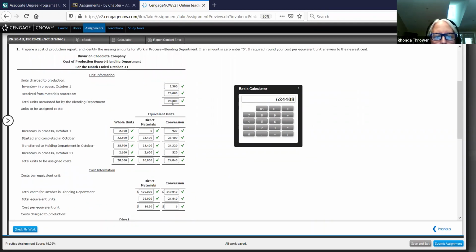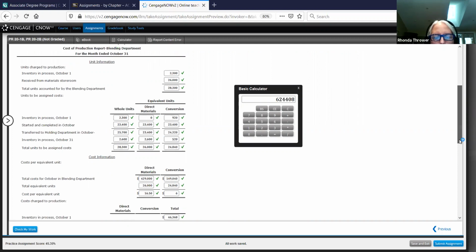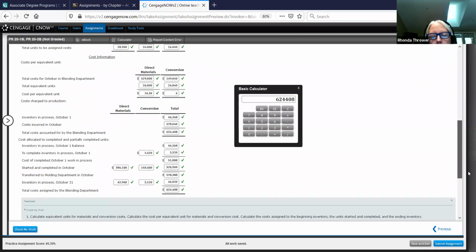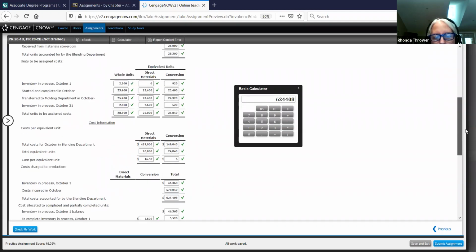Remember, your units were reconciled with the equivalent units here. So this has to equal this. There's some systems of checks and balances here. And this is just showing you a breakdown of the costs that are in the work in process for the blending department.